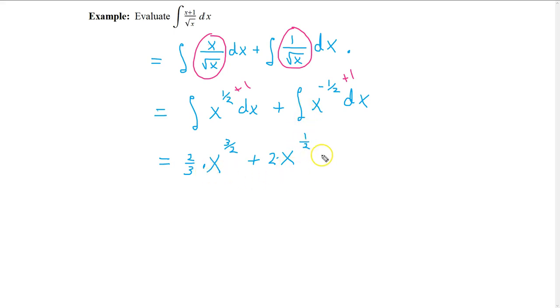So there's our antiderivatives, and then we just need to add on our arbitrary constant c, and there is our answer. So that's how we handle something like this. You just have to try to rewrite it so you can use the power rule.